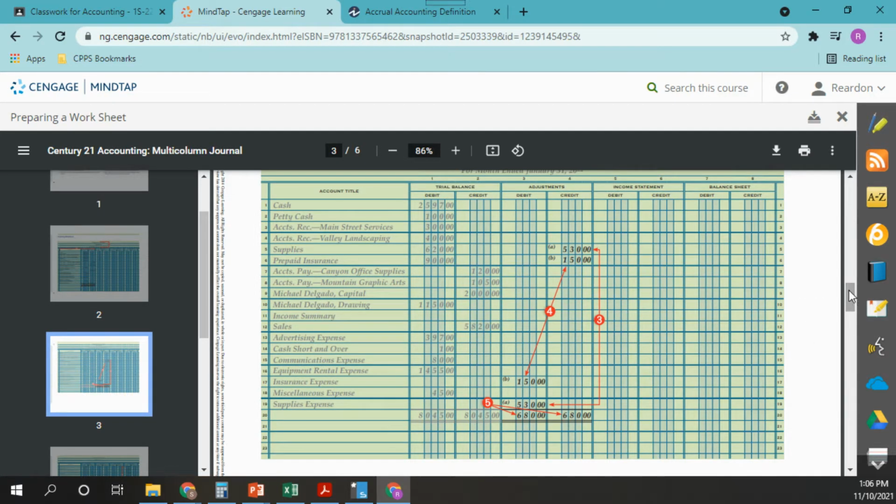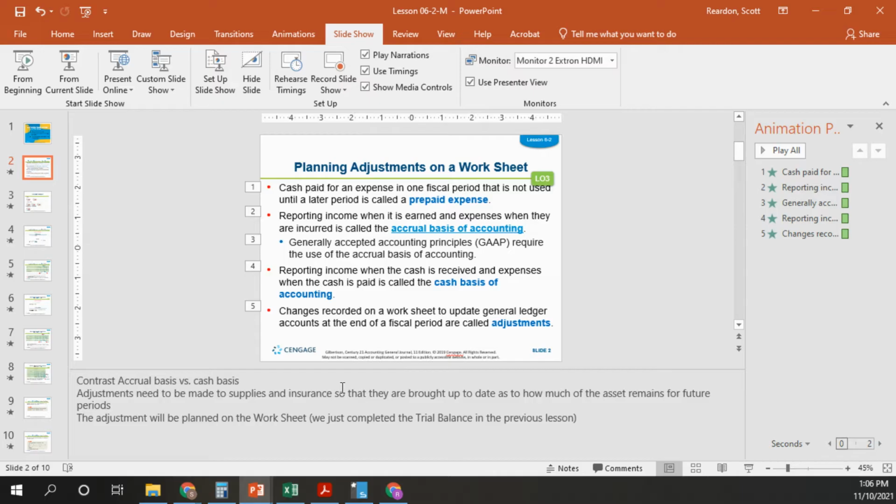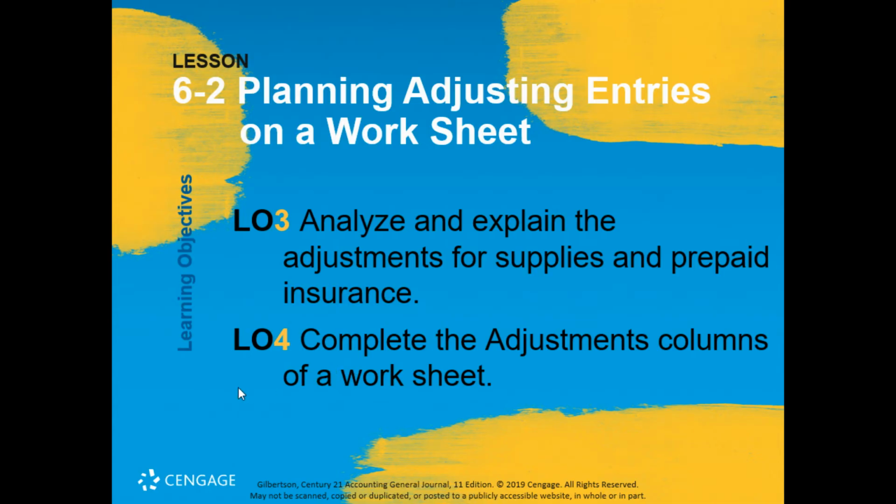That's where we're heading in the big picture of this thing that we call the worksheet, which has a bunch of different functions that go into finalizing your information for month-end reporting in a sole proprietorship. Okay? So again, just a visual on that. Here we go with our lesson. We're going to analyze and explain the adjustments for supplies and prepaid insurance, and complete the adjustments column of a worksheet here in 6.2.